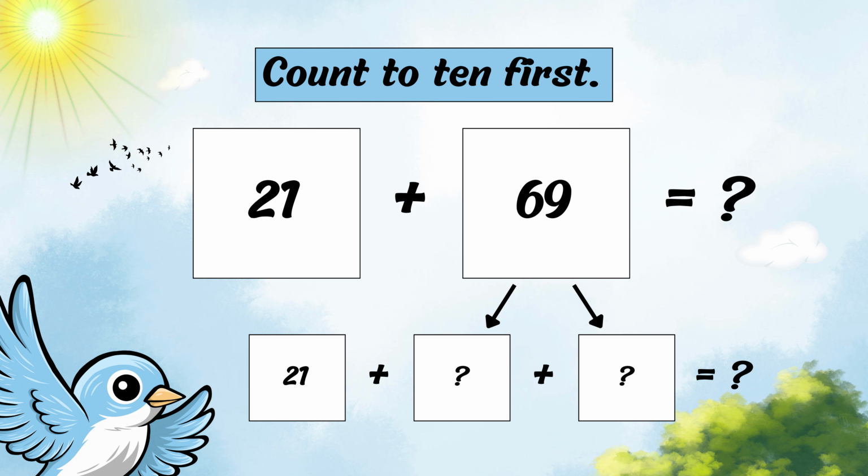Count to 10 first. 21 plus 69 equals? Break 69 into smaller numbers and count to 10 first. 21 plus 9 equals 30. Add the rest of the number. 30 plus 60 equals 90.